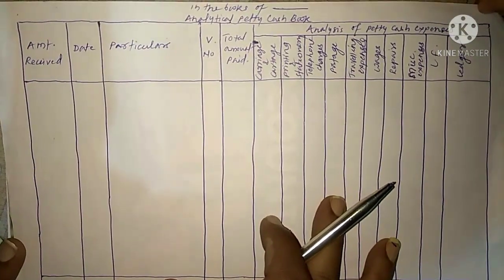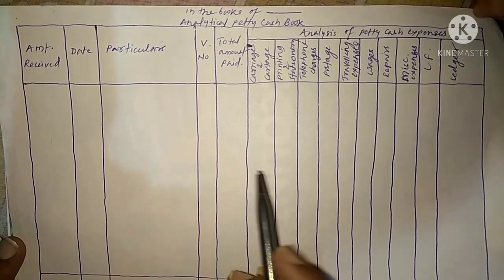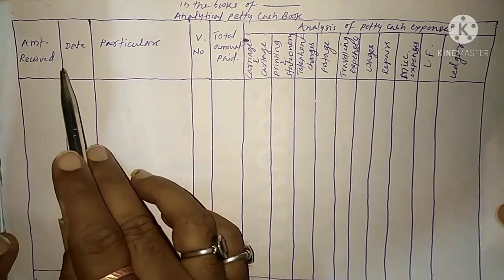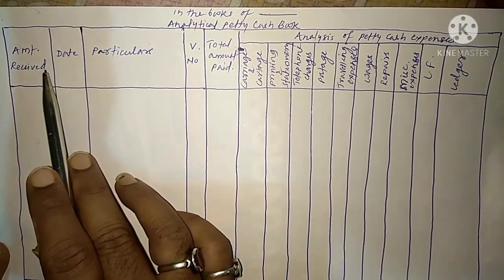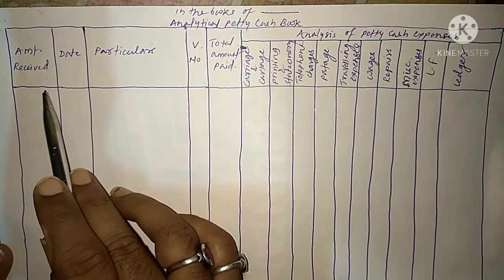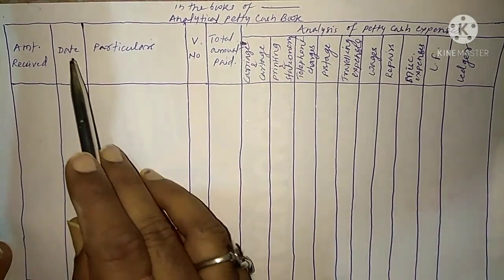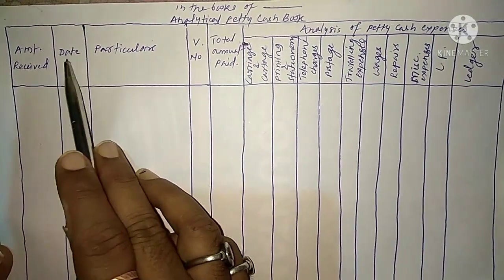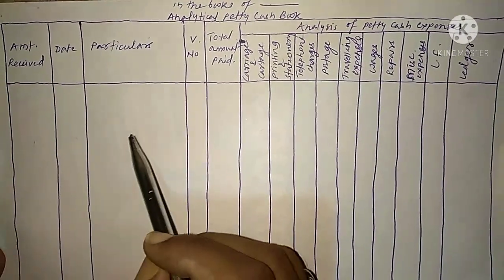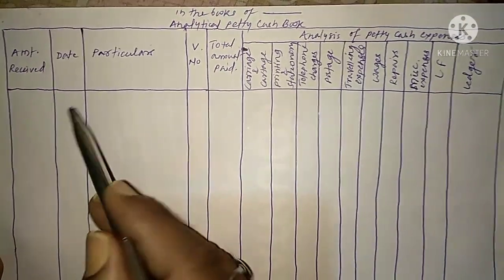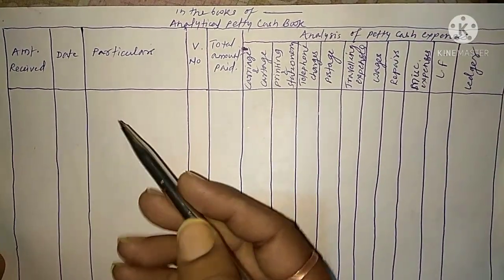So now I am going to solve the same problem. These all are the columns which we prepared. The first column is the amount received. We all know that in this column all the receipts are recorded in serial order, and then the date. This date is for all transactions. This column is common for receipts as well as payments, and in particulars we write all the details of what petty expenses are being made.